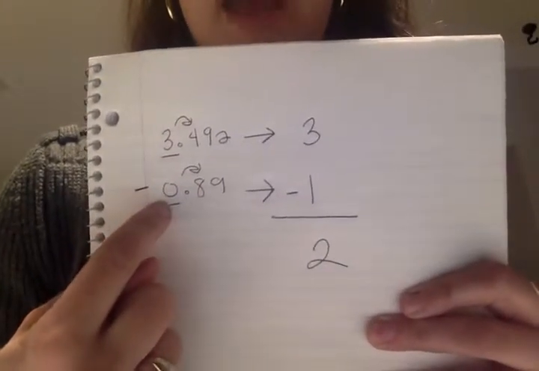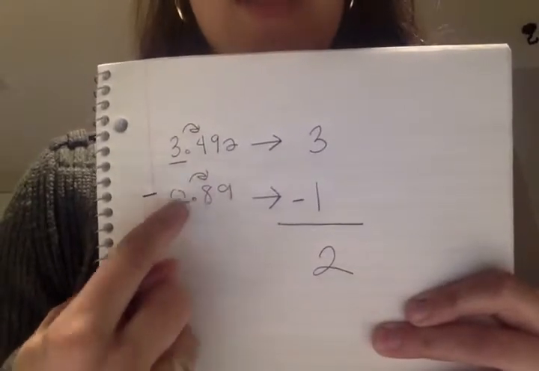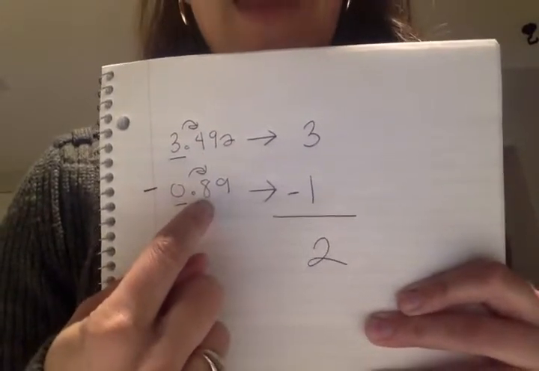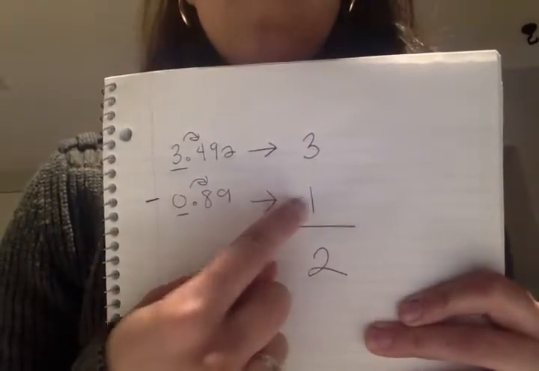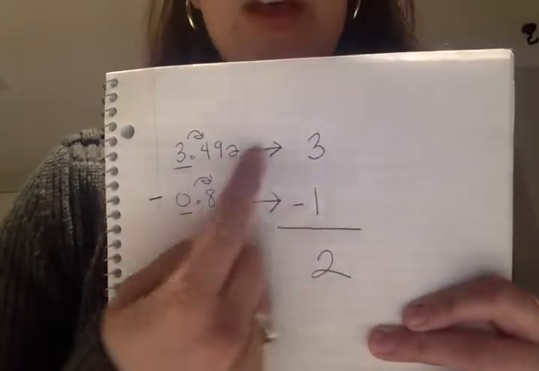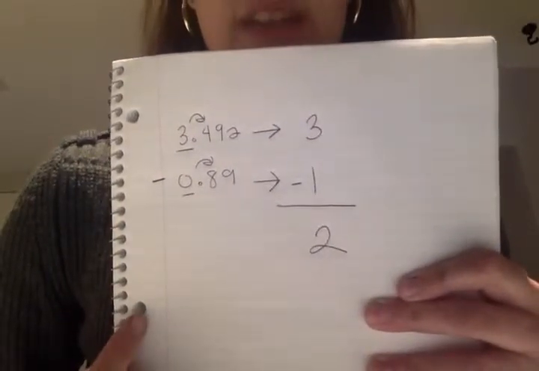Here, I have 0 and 89 hundredths. I underline the digit in the ones place, draw an arrow. The 8 tells me that this is going to go up, so it becomes 1. It was a subtraction problem. So now I'm doing 3 minus 1 gives me 2 as my final answer.